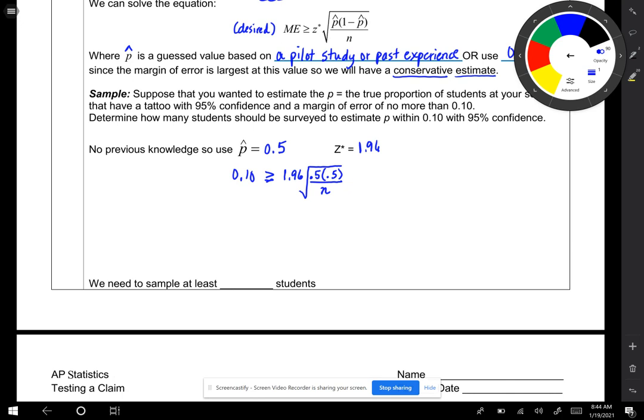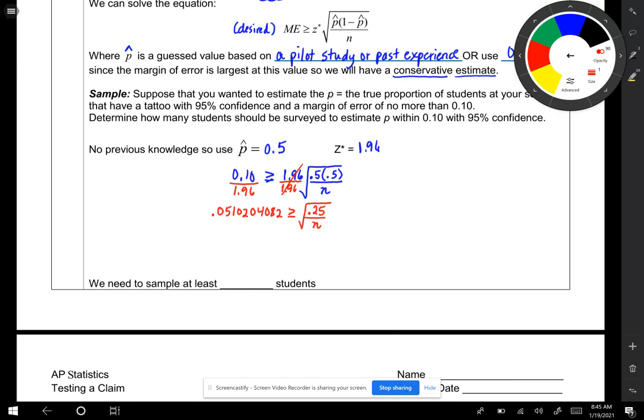So the first thing we want to do, this is just solving an algebraic equation. We want to divide both sides by 1.96. And that gives me on the left side, and I'm going to try and use as many decimals as I can, 0.0510204082 is greater than or equal to, that cancels, 0.25 over n in the square root.